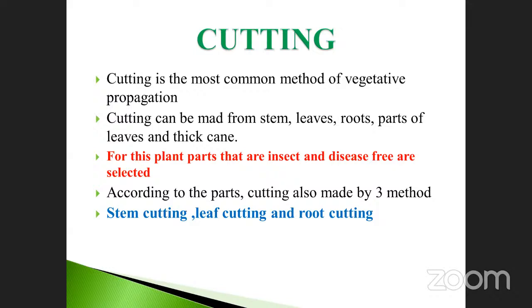Once again, I repeat for you. Cutting is the most common method of vegetative propagation. Mostly it is man-made, particularly using stem, leaves, roots, parts of the leaves and thick cane. And plant parts that are insect and disease free are selected; this is very, very important. Many times it has been asked in NEET questions. According to the plant part, cutting is made by three methods: stem cutting, leaf cutting, and root cutting. Go to the next slide.